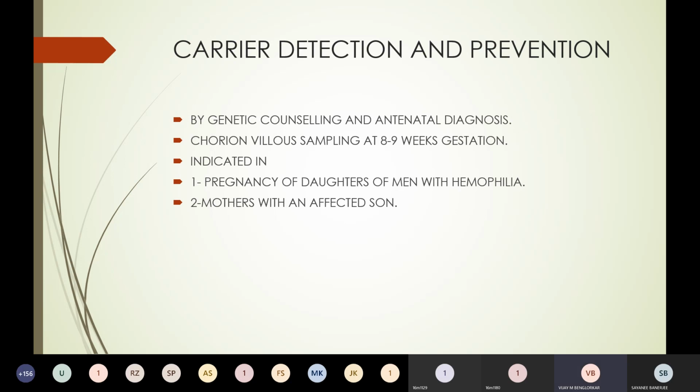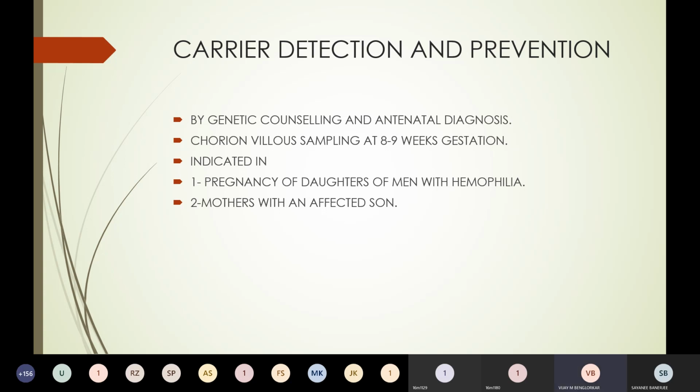So how to prevent that? Carrier detection and prevention of the disease in the families. You can do this by genetic counseling. In that, when the pregnancy is at around 8 to 9 weeks, chorionic villi sampling is done.